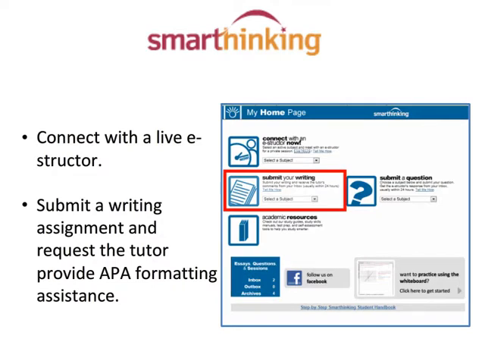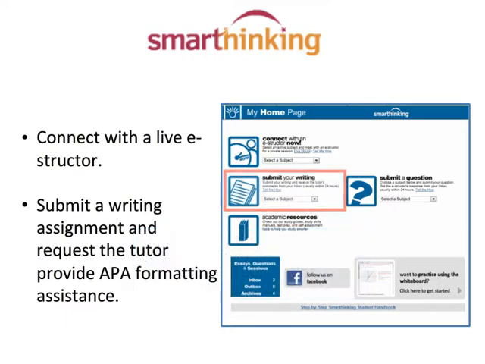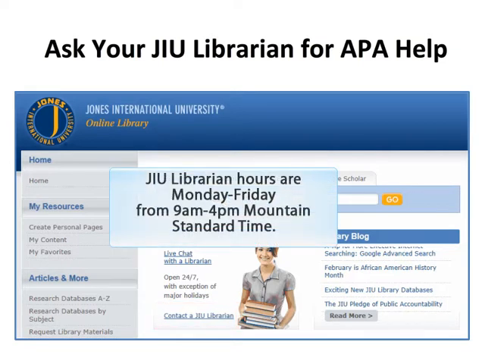Since this is not a standard request, you must specify that the tutor provide APA formatting help when you submit your writing. You can also ask your JIU librarian for APA formatting help. Just click here to email, phone, or instant message a JIU librarian. Librarian hours are Monday through Friday, 9 a.m. to 4 p.m. Mountain Standard Time, and they will promptly respond to your request.